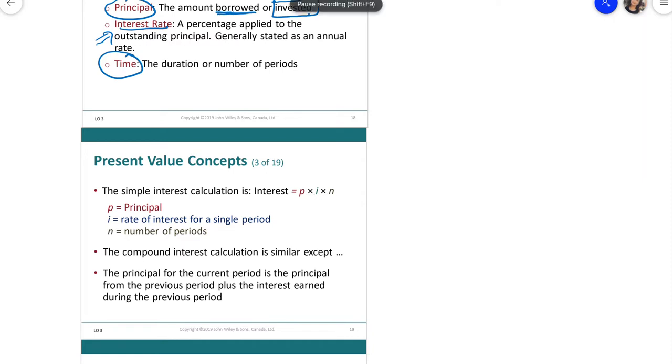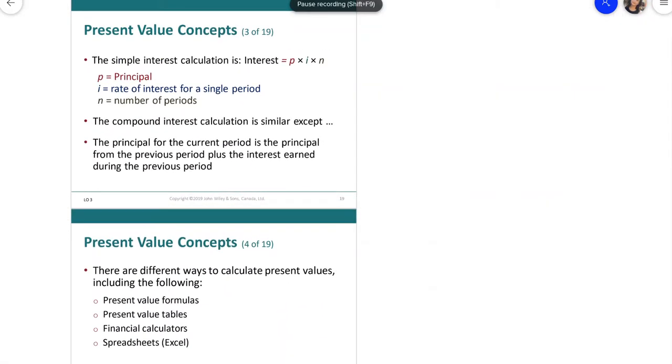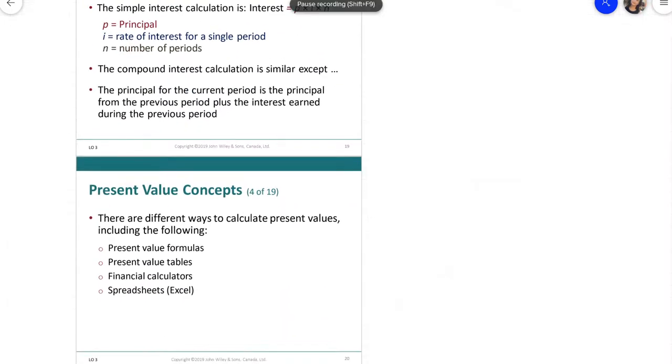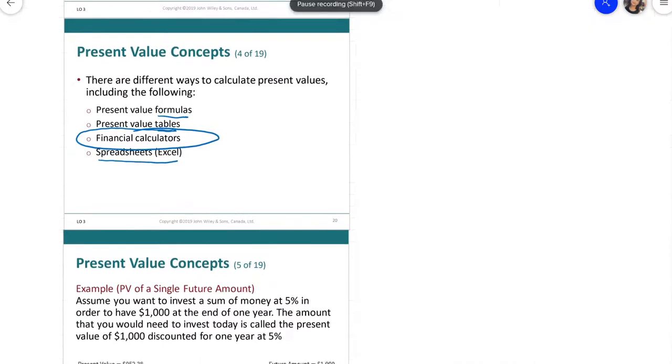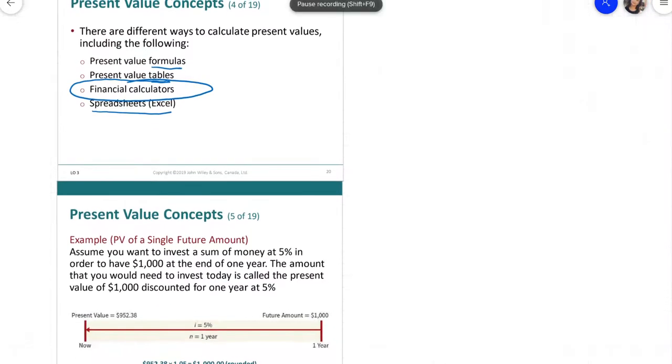So now we're not going to be using the formulas. Our most important way of calculating present value is using the finance calculators. You are in finance, so you will be using the finance calculators. There's a different way of calculating the present value: there are formulas you could use, you could use the tables, you could use a spreadsheet, but we are going to be using the calculators in this class. And we're going to show you how to use this calculator too.